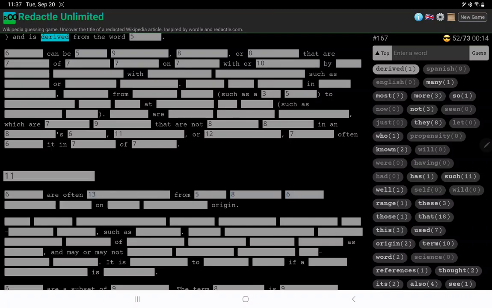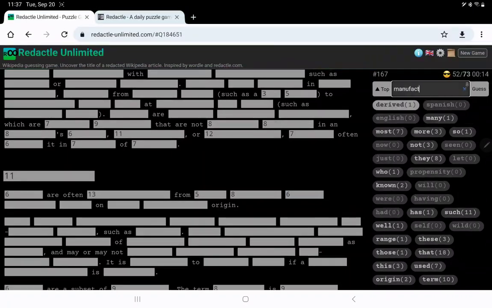6 are often... what's a 13-letter manufactured is only 12. From 5, 8, 6. 8-5 on 5-10 origin. That's interesting. There, yes, on their something origin.